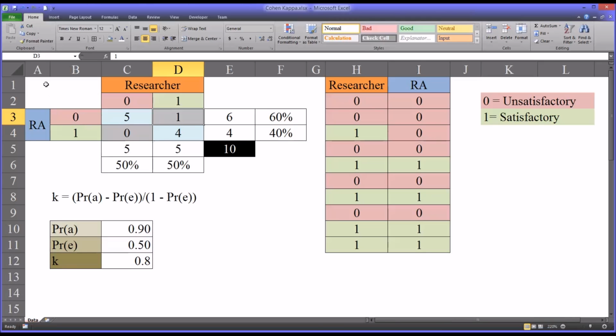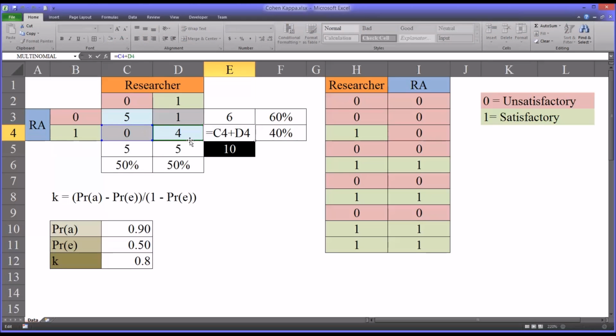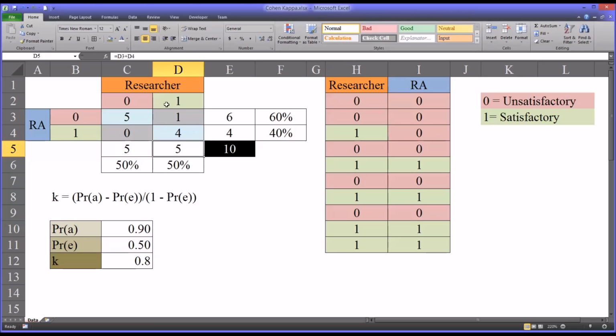Once we have these data inputted, then we need to make additional calculations. So first for the row, starting with the first row, research assistant, we're simply adding the 5 and the 1. And that's what that formula I have in there does. It's just 5 plus 1. Similarly, I arrive at 4 by adding 4 plus 0 in the row. Down here, I add the columns, so that's 5 plus 1, and 4 plus 0.